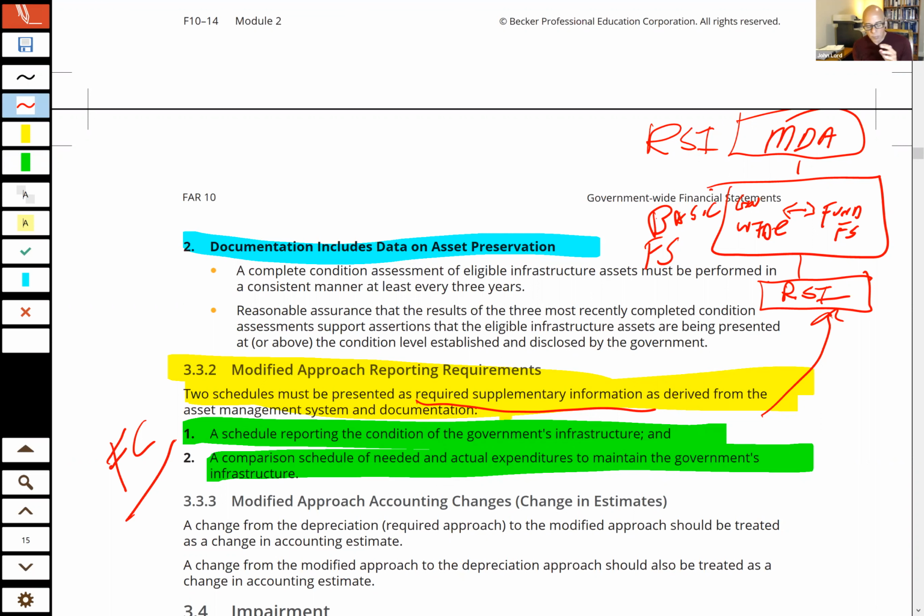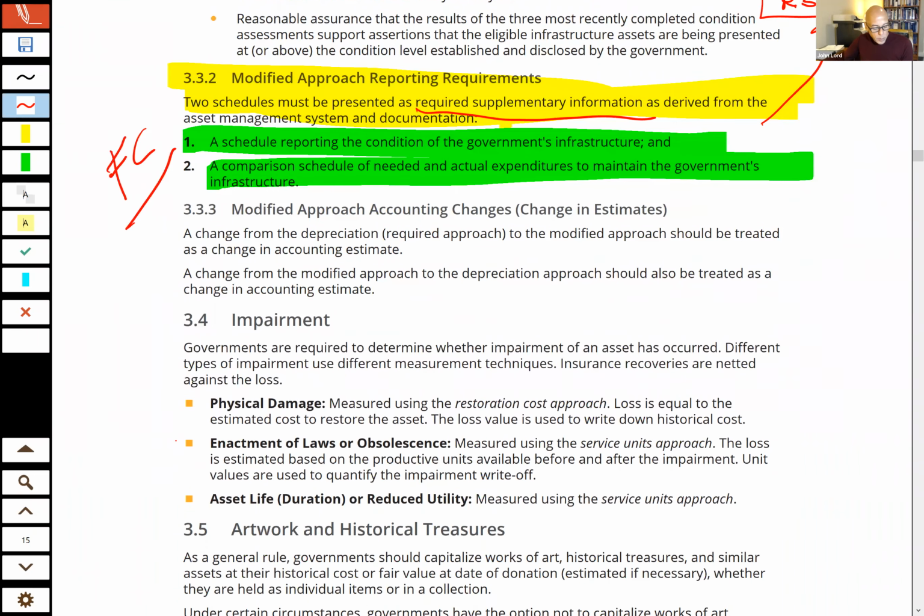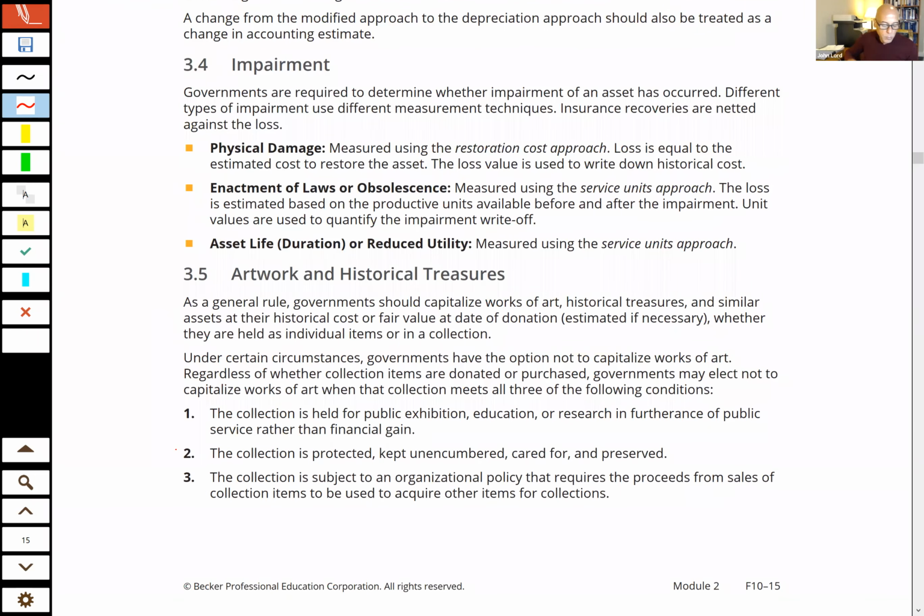I'm thinking that they would focus in on, okay, if you choose the modified approach, which means you don't have to depreciate the infrastructure assets, what would have to be reported? And in the RSI, you'd have to report those two schedules. Okay, any question? Okay, good.